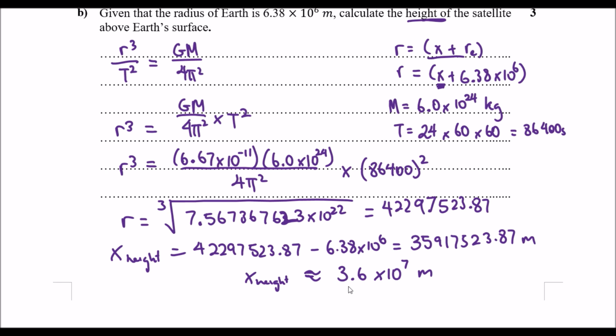Now, if you remember the exact value the orbit should be, it's around 36,000 kilometers. So our answer directly matches what the answer would have been based on the slides that we talked about in the previous video. So that's how you solve the problem regarding the height of the satellite.